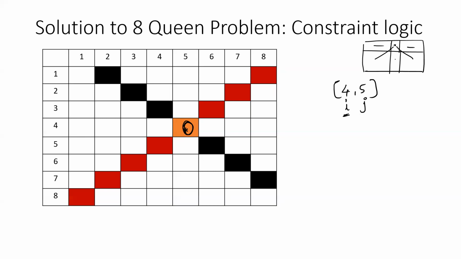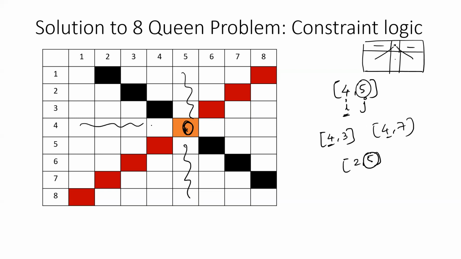So no other position is allowed. Like if I say 4, 3, it is not allowed because the 4 is common here. Or if I say 4, 7, also not allowed because 4 is common. And similarly, if I say 2, 5, not allowed because the column is common here. So logically, this column and this row go invalid.